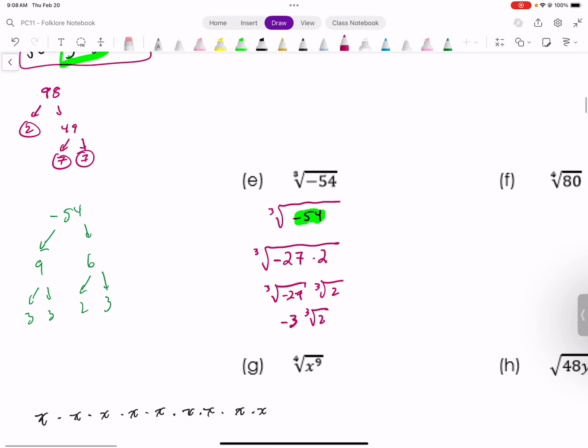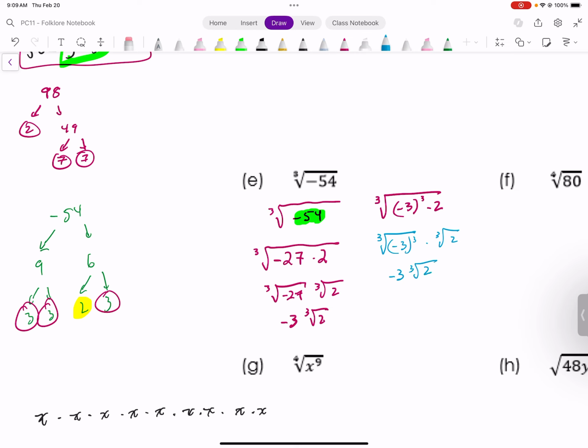So for the cube root, what we could do is look at the prime factorization and simply split this up. What you notice is that it's a cube root, so you're going to group them into groups of 3. Since it's negative 54, I'm going to say negative 3 cubed, and by the way, I better put my index on that root, times my leftover factor of 2. So I'm going to split up my radical. It's the cube root of negative 3 cubed times the cube root of 2. And what we have here is negative 3 times the cube root of 2.